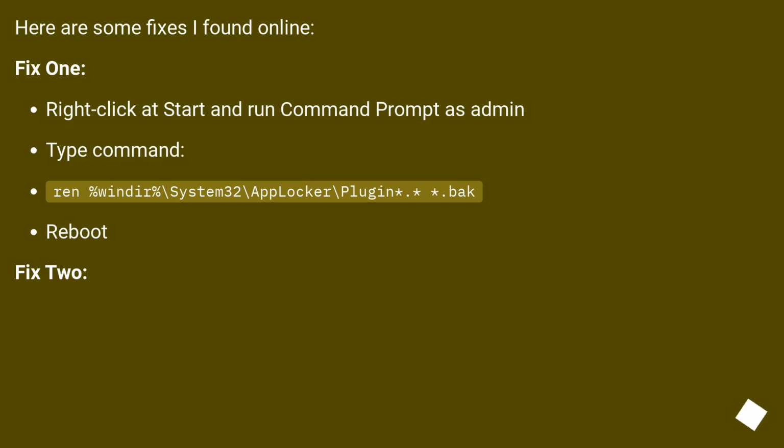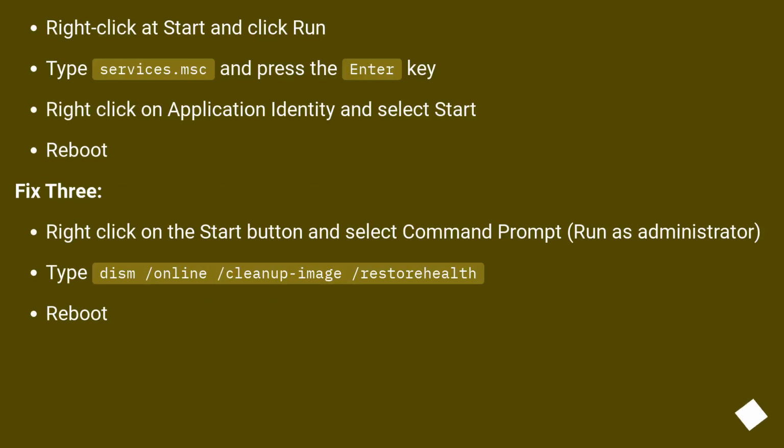Here are some fixes I found online. Fix 1. Right-click at Start and run Command Prompt as admin. Type the command regsvr32 %windir%\system32\AppLocker\plugin.dll. Reboot. Fix 2. Right-click at Start and click Run. Type services.msc and press the Enter key. Right-click on Application Identity and select Start. Reboot.